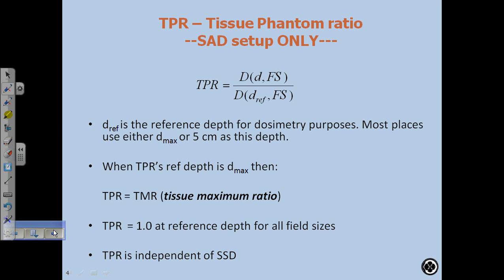Okay, TPR. So this is a new dose function. TPR is tissue phantom ratio, and it's an SAD setup function. TPR is equal to the dose for a certain depth for a certain field size divided by the dose for a reference depth for the same field size.